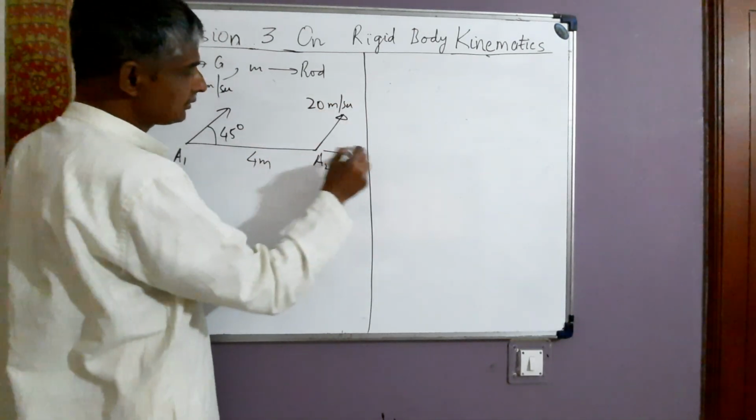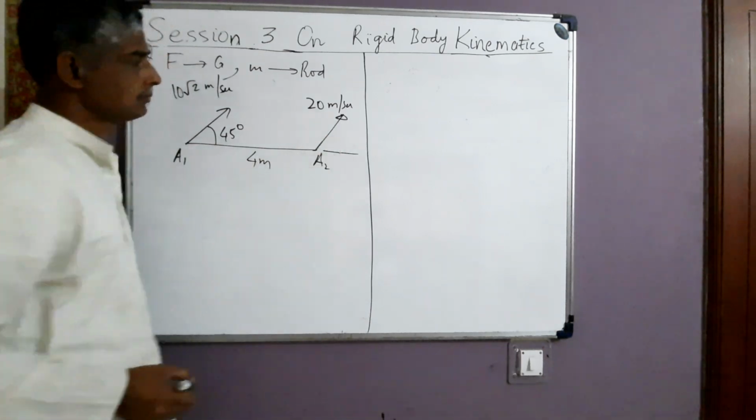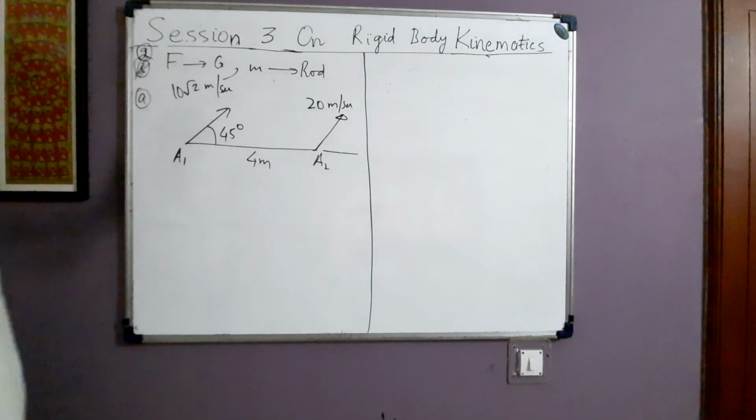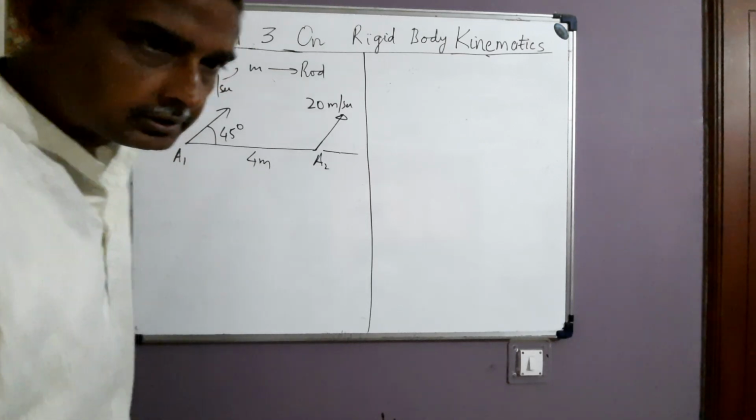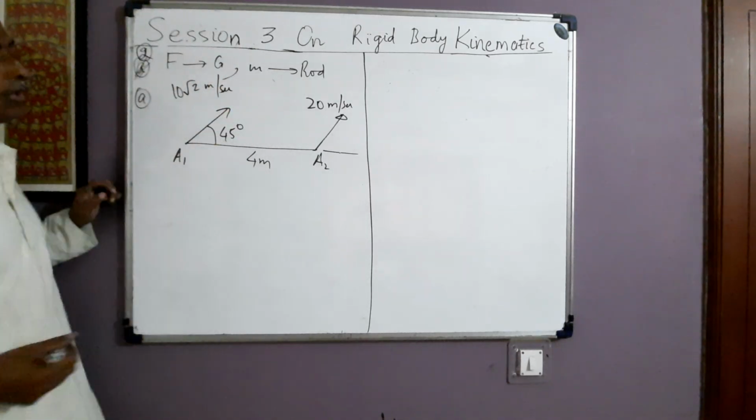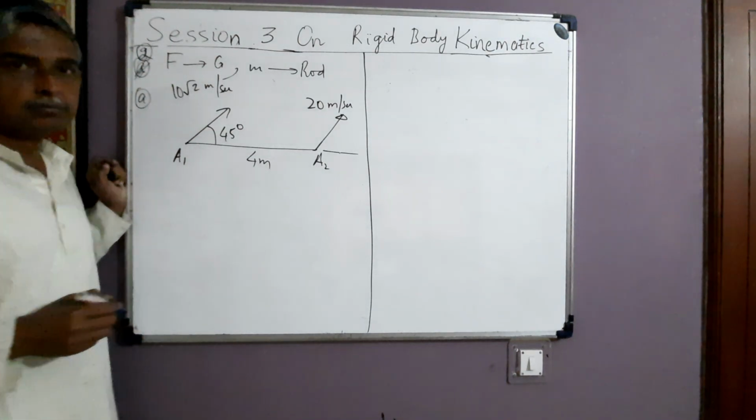But this angle is not given. This angle is not specified. This angle theta is unknown. This is the situation. Okay. Length of rod is 4 meter. Fine. So now we have to find the value of omega. So omega is equal to relative normal speed by separation.